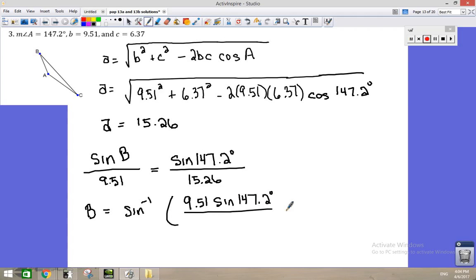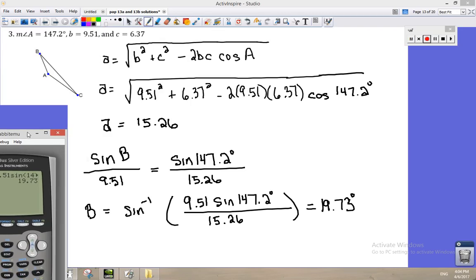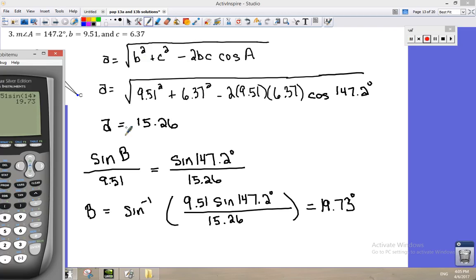And divided by 15.26. Don't forget to close that parenthesis. Then I'm going to divide this by 15.26, and I'm getting 19.73 degrees. Yep, 73 degrees. All right. Now, I need to find the measure of angle C, and that's easier because I already have A and now I have B, and the three angles have to add up to 180.